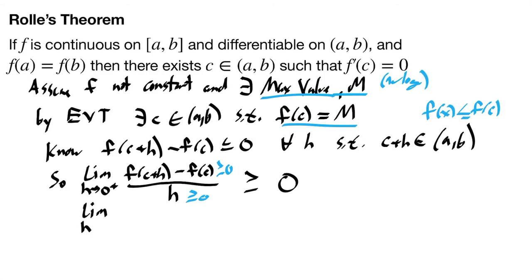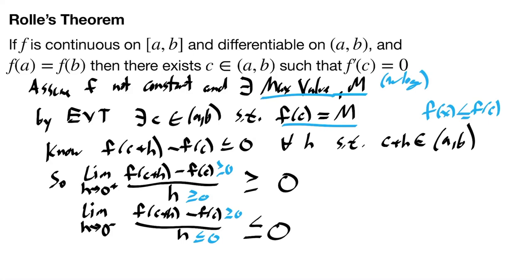But also, let's take the limit from the left. If I take the limit from the left, then the top is still less than or equal to 0. But now, because I'm going from the left, my h is made up of negative values. So that means this thing is greater than or equal to 0. But now I have the important result.